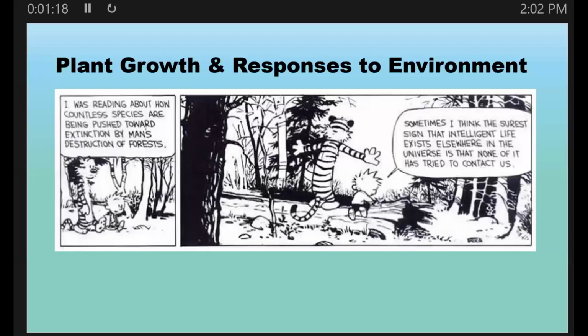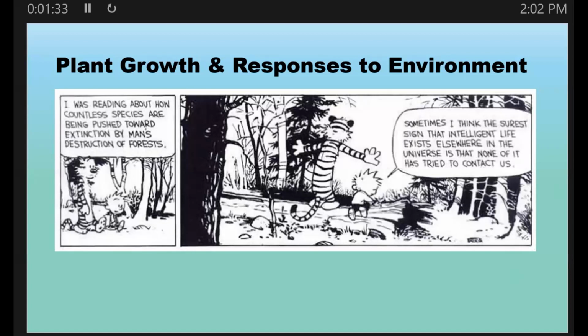So this plant growth and responses to the environment, there's a lot to this. So we're just going to hit the highlights and think about some of the more applicable things to think about for commercial production of plants.